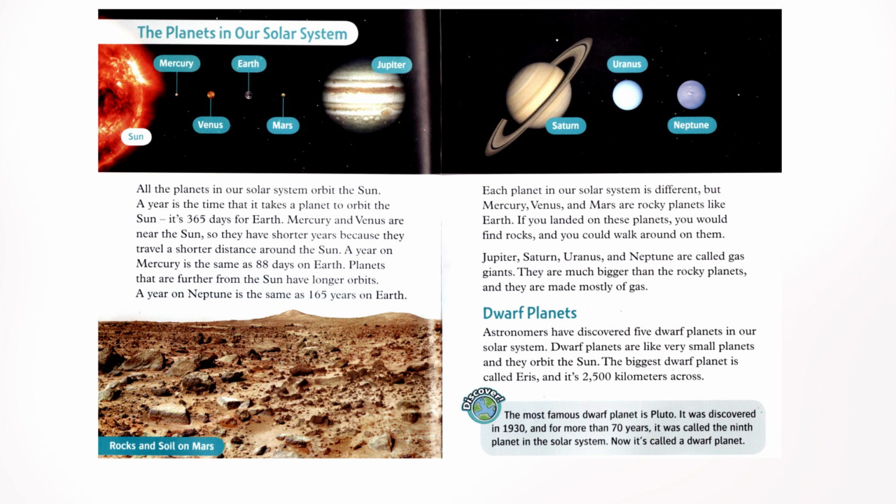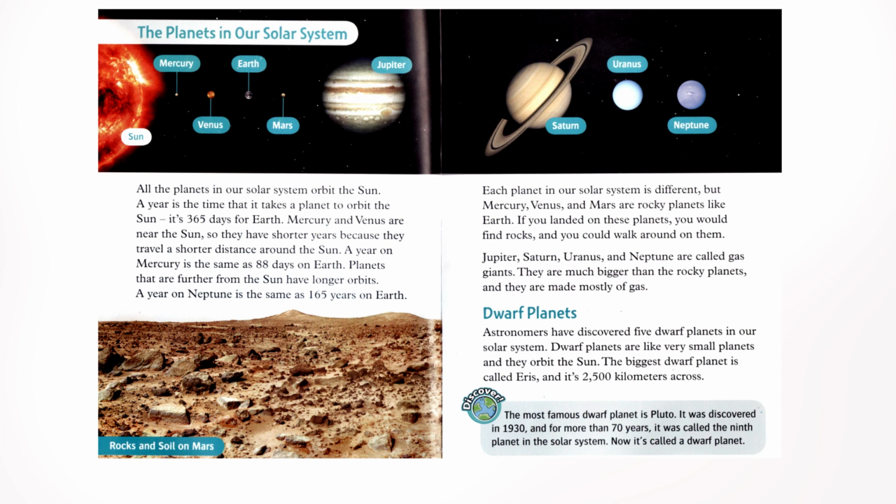Mercury and Venus are near the sun, so they have shorter years because they travel a shorter distance around the sun. A year on Mercury is the same as 88 days on Earth. Planets that are further from the sun have longer orbits. A year on Neptune is the same as 165 years on Earth.